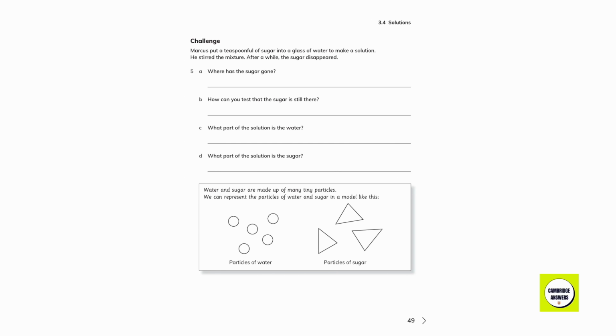Marcus has put a teaspoon of sugar into a glass of water to make a solution. He stirred the mixture. After a while, the sugar disappeared. Where has the sugar gone? It has dissolved. How can you test that the sugar is still there? Taste it/evaporate the water. What part of the solution is the water? Water is the solvent. What part of the solution is the sugar? Sugar is the solute.